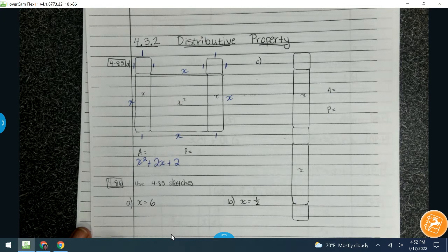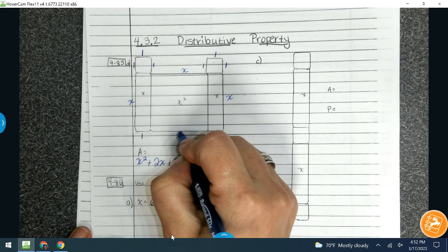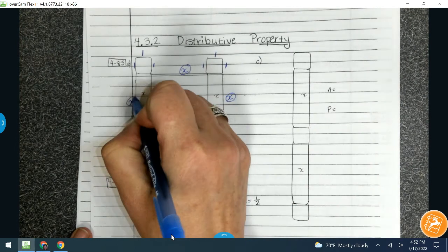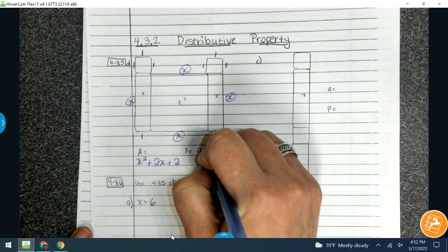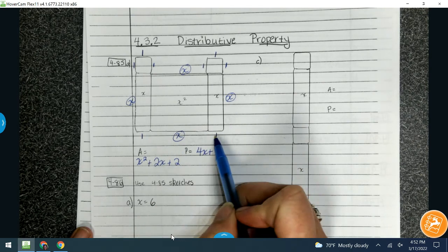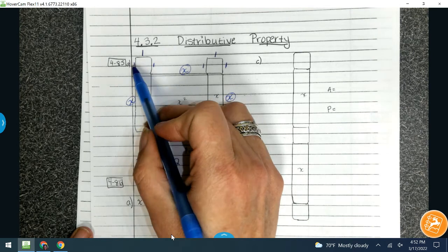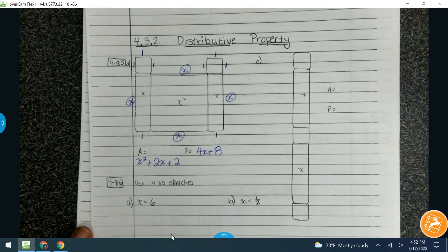Now that I have those, I'm going to combine like terms. So I have 1, 2, 3, 4 of them that look alike. So that's 4x plus 1, 2, 3, 4, 5, 6, 7, 8 ones. Now again, it asked me to write it a different way. I'm not going to worry about that right now.